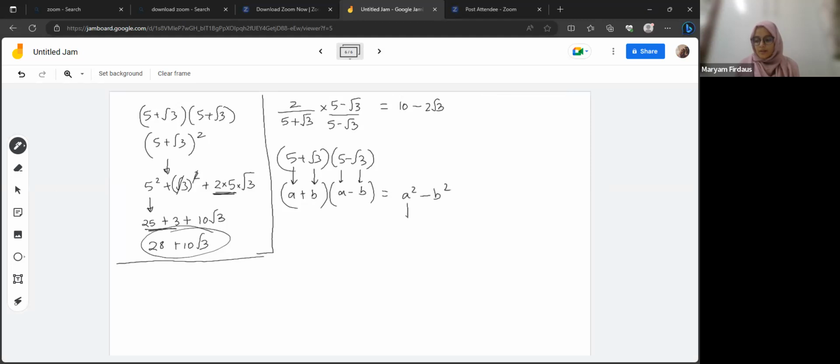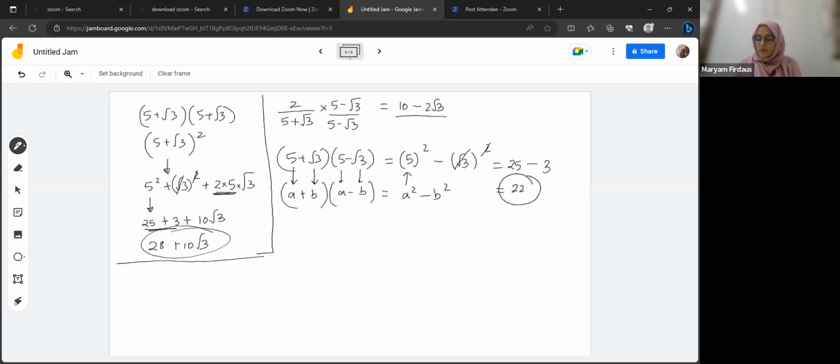What is A? A is 5. So it's 5 square minus what? Root 3 square. Root 3 square, yes. So 5 square is? 25. 25 minus root 3 square is 3. So what is 25 minus 3? 22. Very good. So in the denominator, what are we left with?